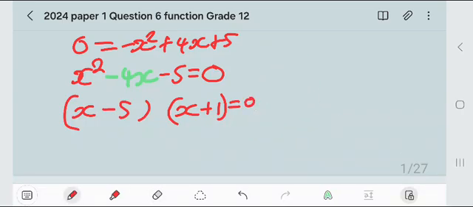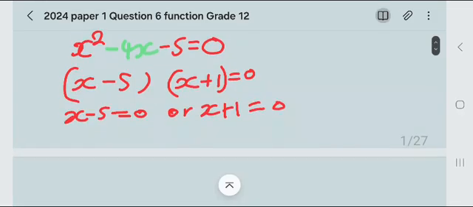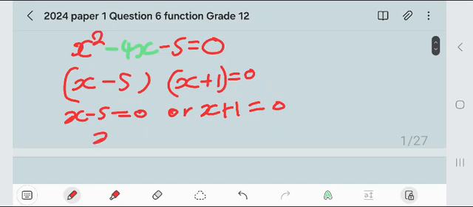So therefore x minus 5 is equal to 0, or x plus 1 is equal to 0. Then therefore x will be equal to positive 5, or x will be equal to minus 1.